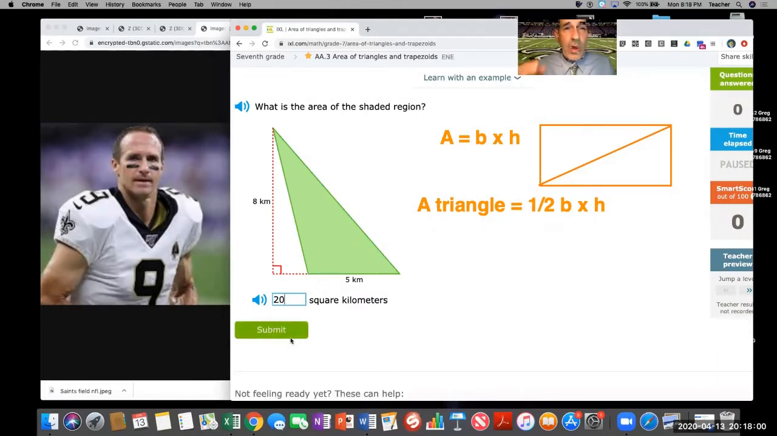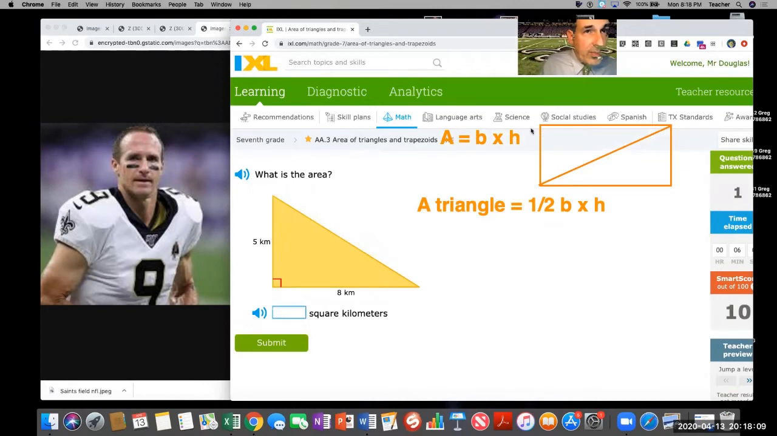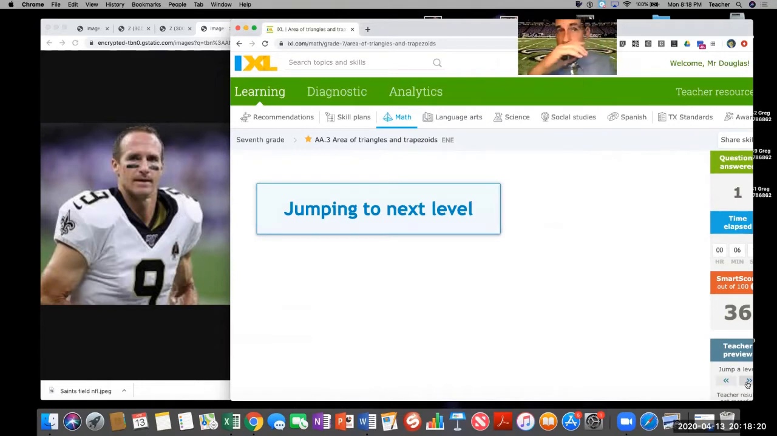And it's square kilometers. Well, that'd be a big triangle to measure kilometers. So there we go. Hi, Joe, I think you've got it. All right, then. Let's come over here. Clear that out, and let's jump to next level, because that got us all the way to 36, going to the next level.